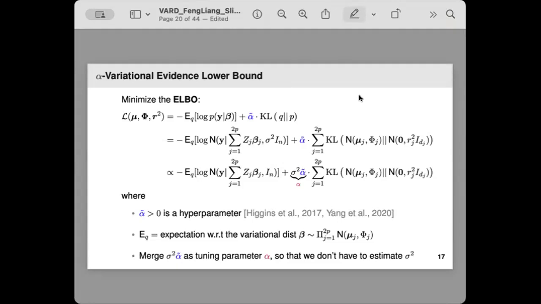We also want to mention that if you expand the log likelihood term, you will notice that it involves sigma squared, so we have something divided by sigma squared here. So we can merge sigma squared with alpha tilde and introduce a new tuning parameter alpha in red. With this, we no longer need to estimate sigma squared because it gets merged with the tuning parameter, and this will simplify the algorithm.